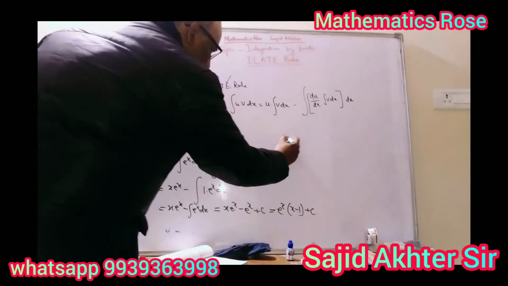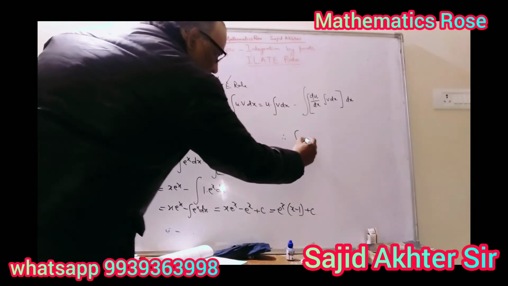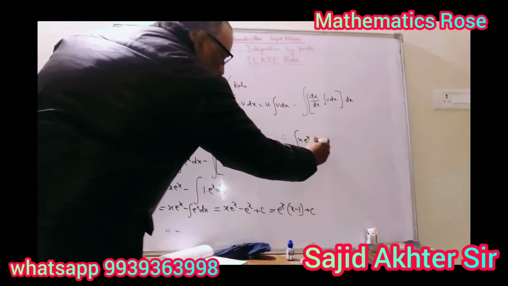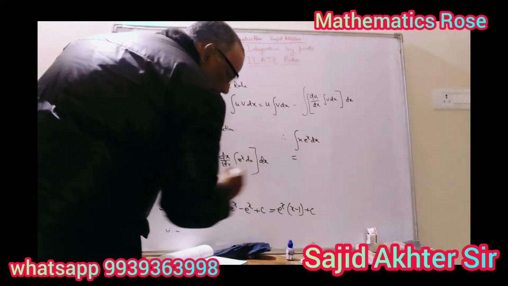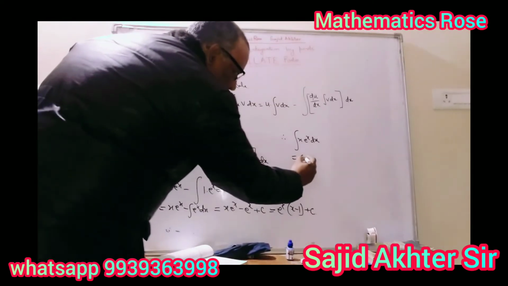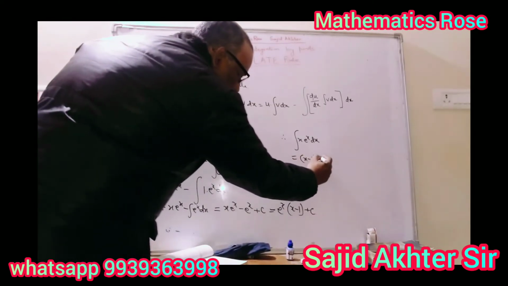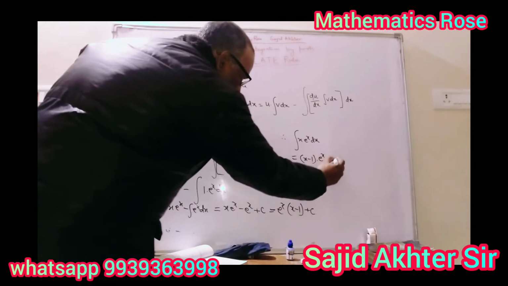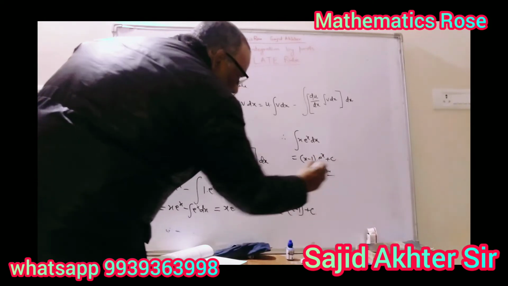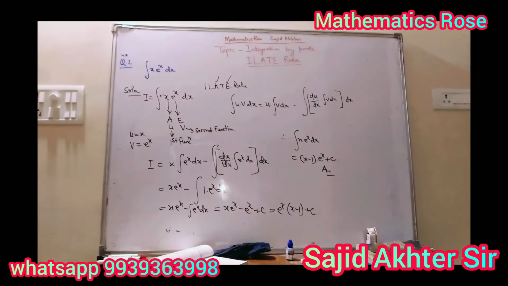So therefore the integration of x e to the power x with respect to x is equal to, we can write, x minus 1 first into e to the power x plus c. So this is the answer. Hope you are understanding it. So now we are coming to the next question.